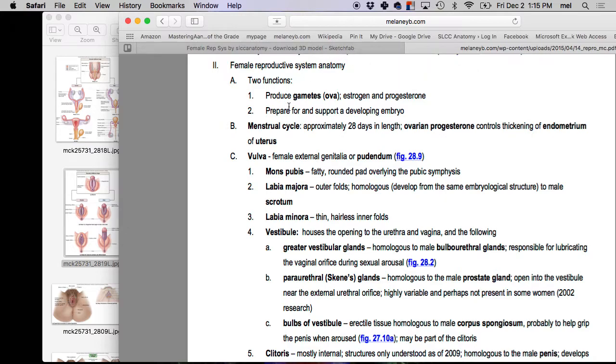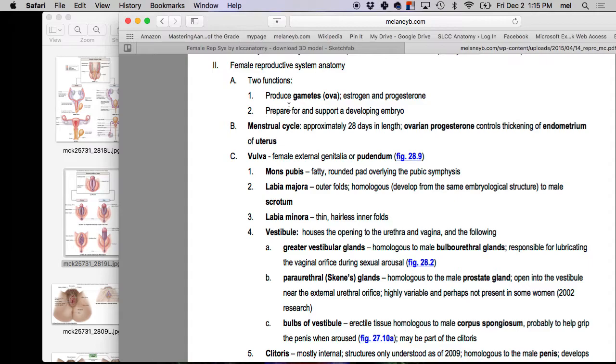Males produce gametes, they produce sperm, and they also produce hormones. But females produce gametes and hormones. Their gametes are ova or oocytes. Estrogen and progesterone are the hormones for females. But they also have to be able to prepare for and support a developing embryo and baby, right? So you've got a complicated sort of anatomy and physiology going on there.